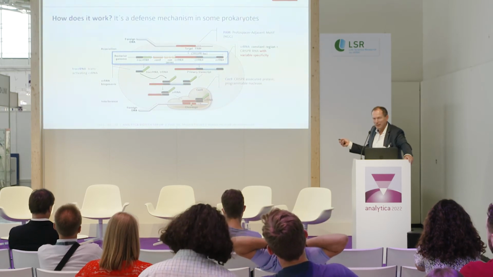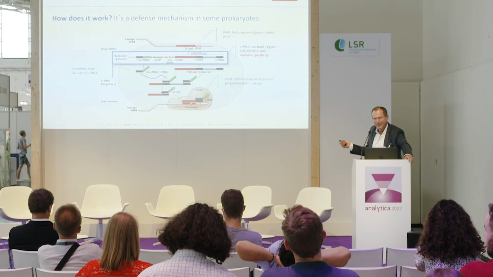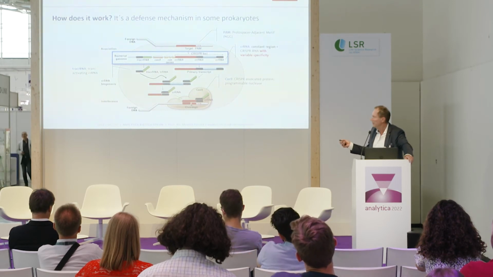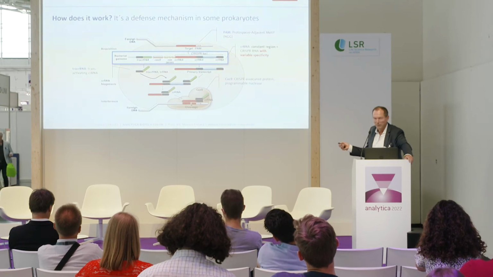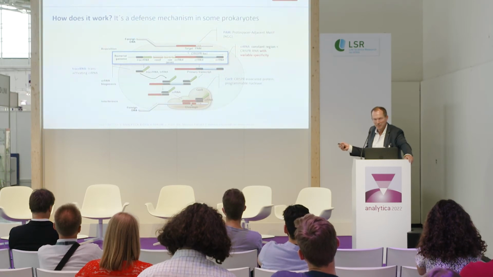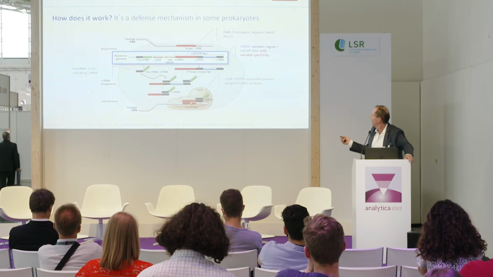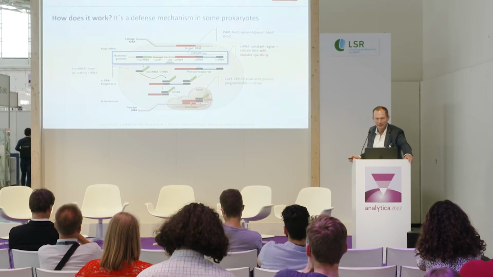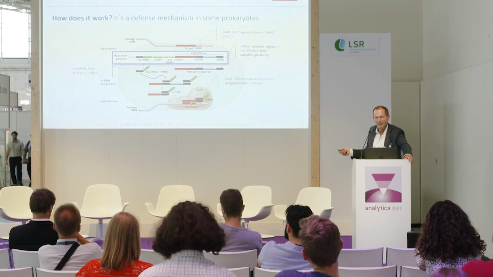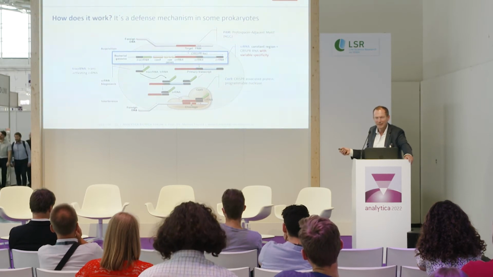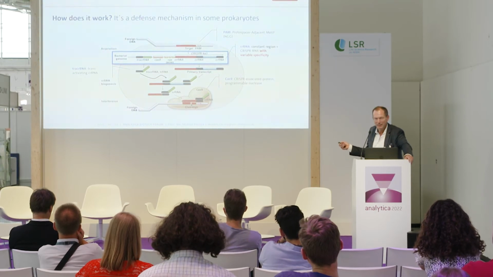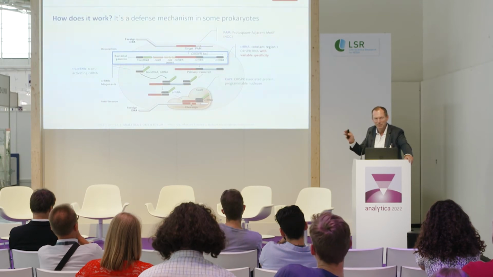Directly at the 3' end of this sequence part, there is a PAM. It's called the PAM sequence. It's three bases in the case of the CRISPR-Cas9 system, and this is called the protospacer adjacent motif, the PAM sequence. This is very important because the bacteria only takes sequences from the virus in the case that the PAM sequence is directly at the 3' end.